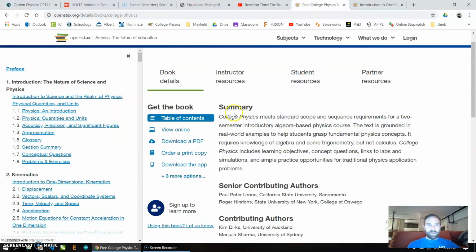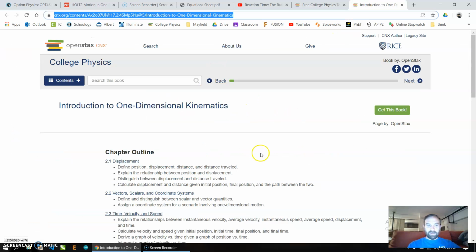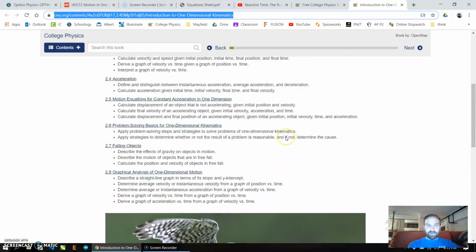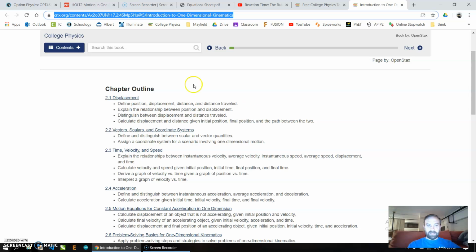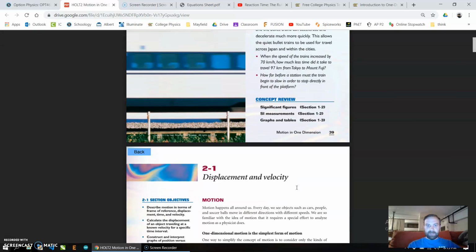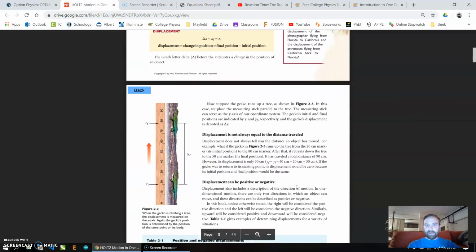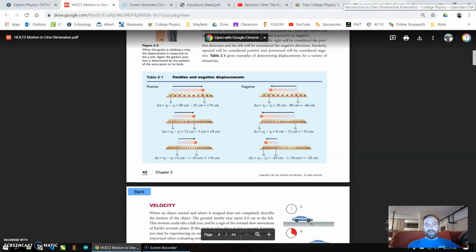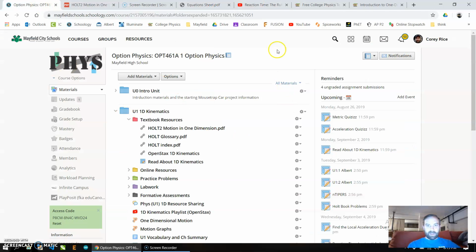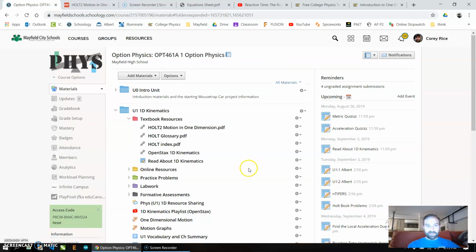I've got it open over here. This is maybe the intro. Here's the one-dimensional kinematics page. And so you can see there's a bunch of info on here. It's got sections and things that are all the same ideas as the Holt book, which we're used to in physics, but it's just presented a little bit differently. You can see this is a PDF. The other one was built for the web. They're both equally good and helpful as we go through things.